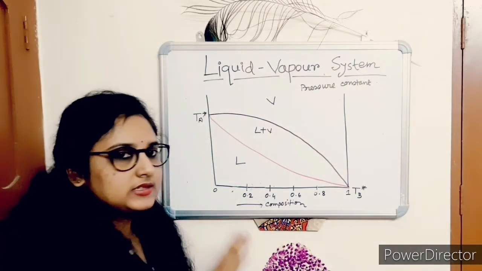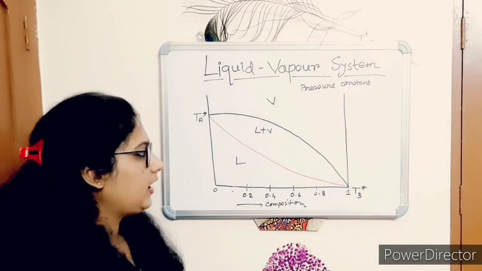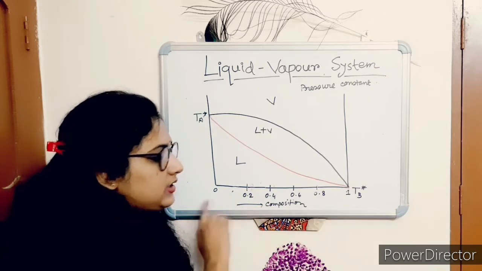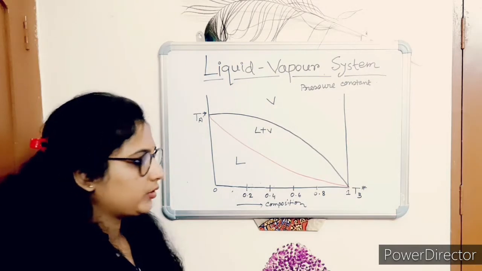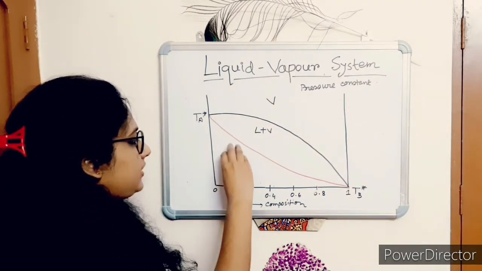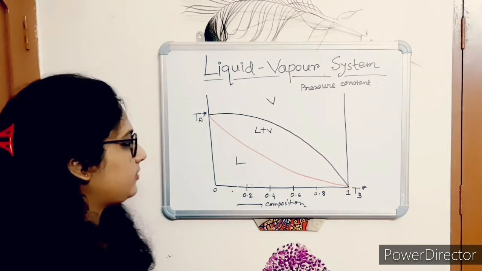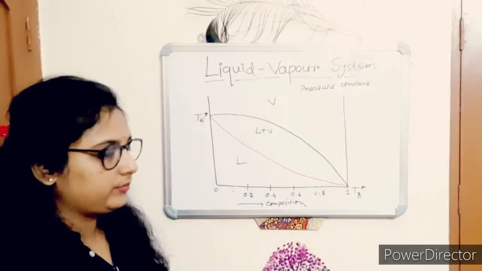This is the phase diagram where the pressure is kept constant, and this is T star and this is TB star. Here TB star is not 0 because this y-axis does not start from 0. At lower temperature the liquid phase is stable, at higher temperature the vapor state is stable, and there is a region where there is liquid-vapor equilibrium.